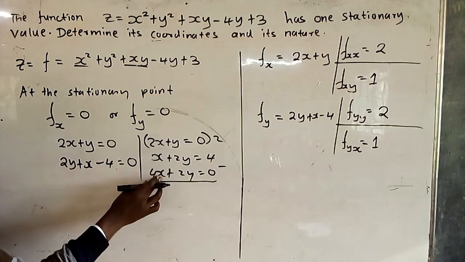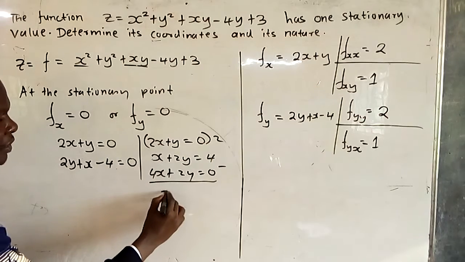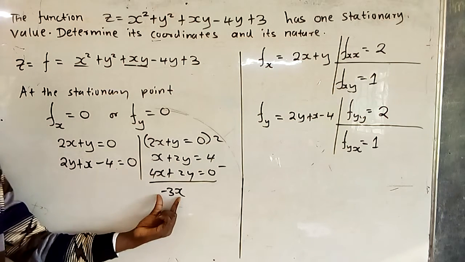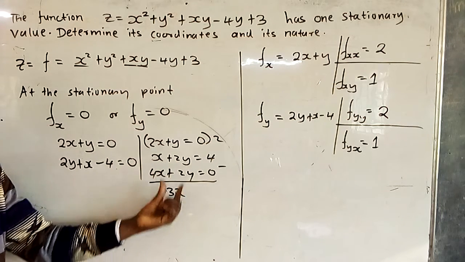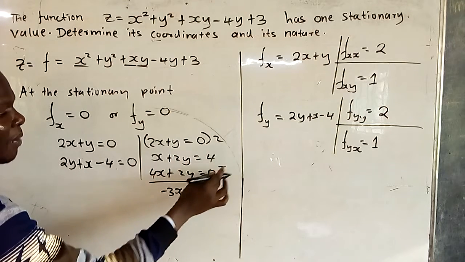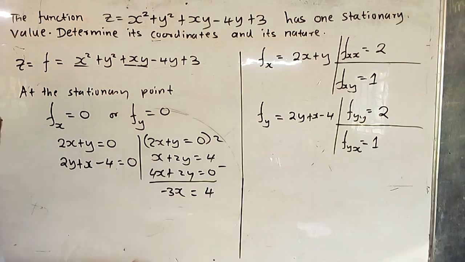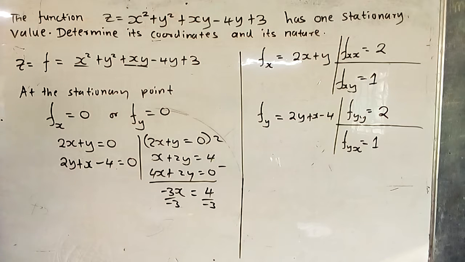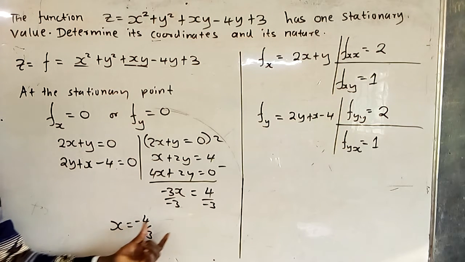So here, x minus 4x, so you get negative 3x, isn't it? Then plus 2y minus plus 2y is 0, isn't it? To be equal to 4 minus 0, so it is 4. So what do you get x to be? You divide both sides by negative 3, isn't it? Are we together? So you found x to be negative 4 over 3.